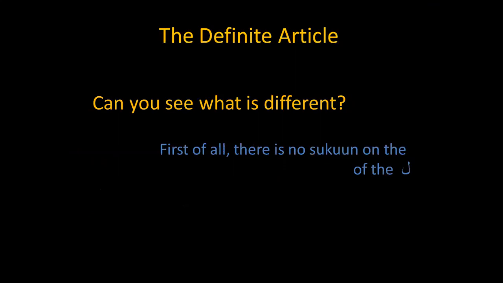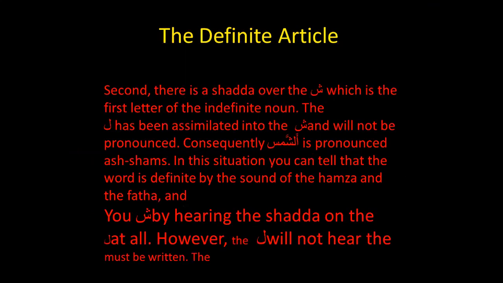First of all, there is no sukoon on the lam of the second. There is a shadda over the sheen, which is the first letter of the indefinite noun. The lam has been assimilated into the sheen and will not be pronounced separately as al-shams. It's pronounced ash-shams. In this situation, you can tell that the word is definite by the sound of the hamza and the fatha, and the sheen by hearing the shadda. However, the lam will not be heard, but it must be written.